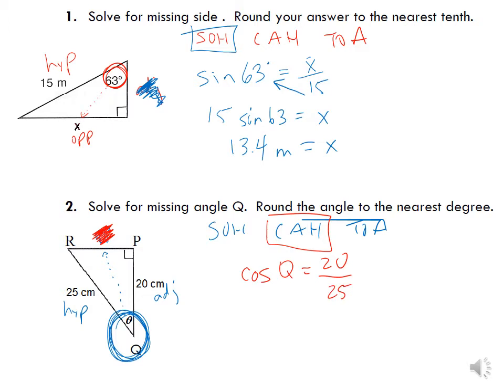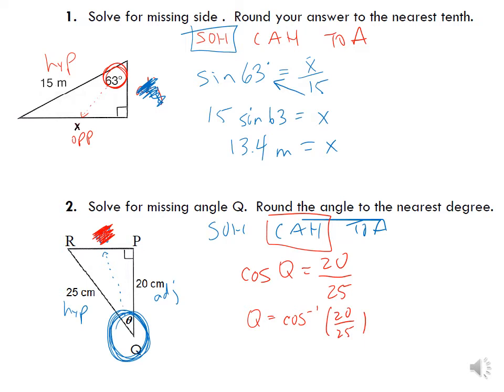Don't type in cos 20 divided by 25. Remember, when you're looking for an angle, you are going to use the inverse, so the shift or second function button. So Q equals, now I caught myself there, and that's a common mistake. We get so used to using sine. Q equals cos inverse, and then 20 over 25. And you type that into your calculator just like you see it.